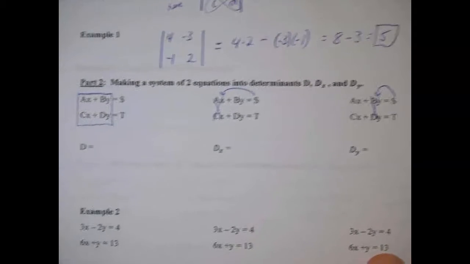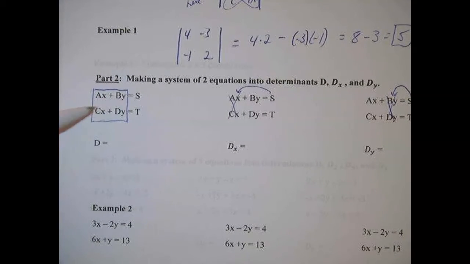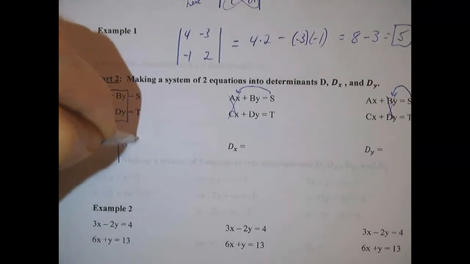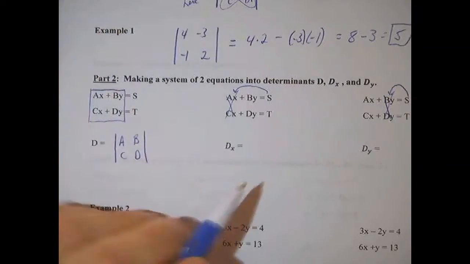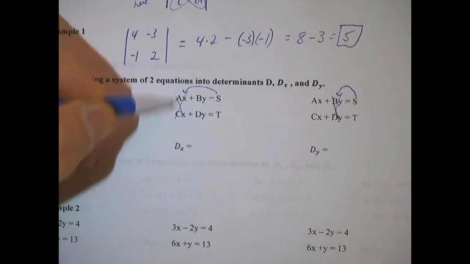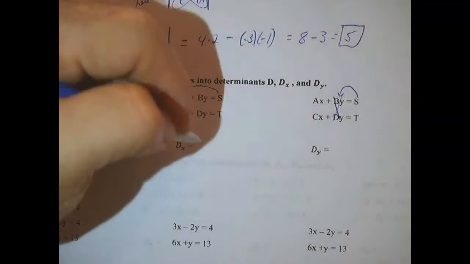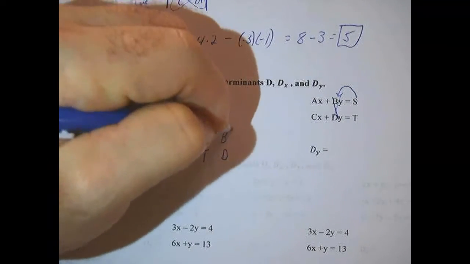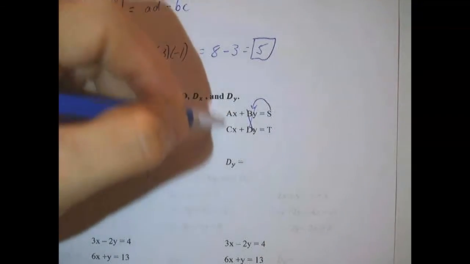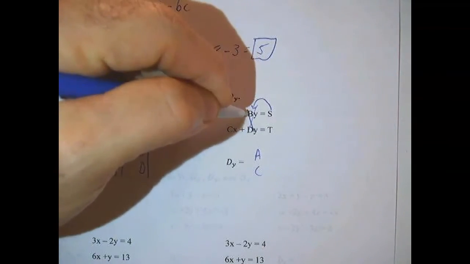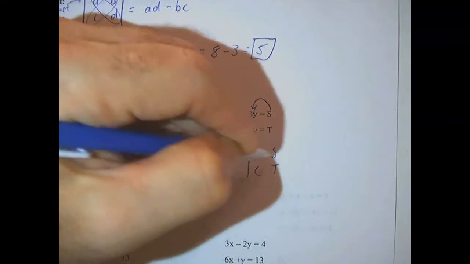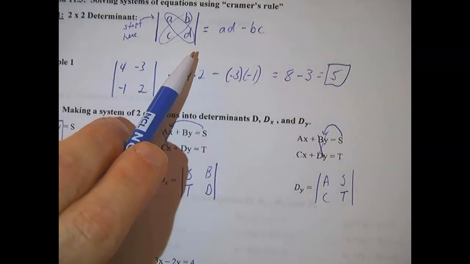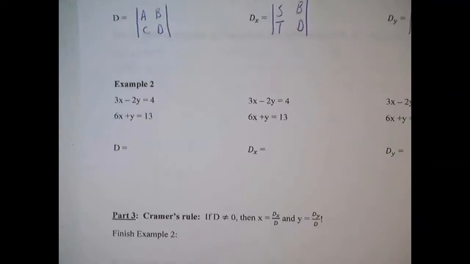In other words, if you have your equations labeled a, b, c, d with solutions s and t, then your D determinant will just be the determinant a, b, c, d. Your Dx replaces the first column, a and c, with s and t, and keeps b and d. For Dy, you keep a and c for the first column, and s and t replace the second column. That's called your Dy. It's following the same rule. Let's actually do this to a system of equations.